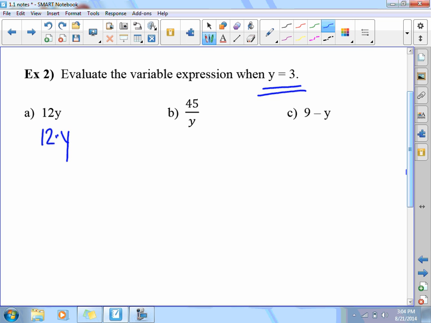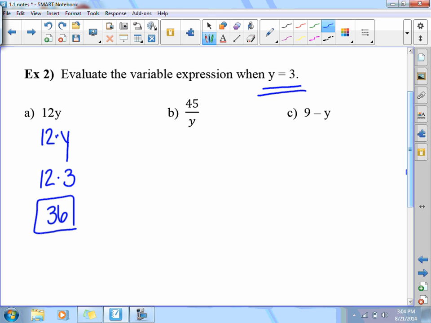So now my next step is to substitute the 3 in for the y. So this is really 12 times 3. Now they've told me the value of y. I know what y is. So now I can do 12 times 3 is 36. And there I get an actual numerical answer when I simplify and evaluate the expression.